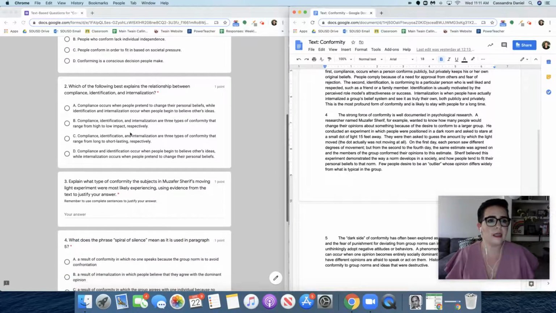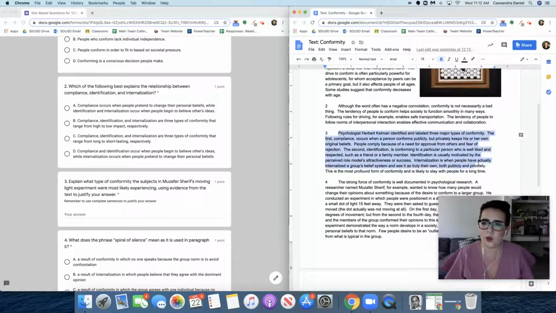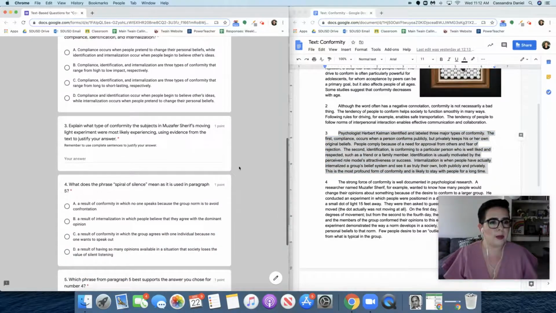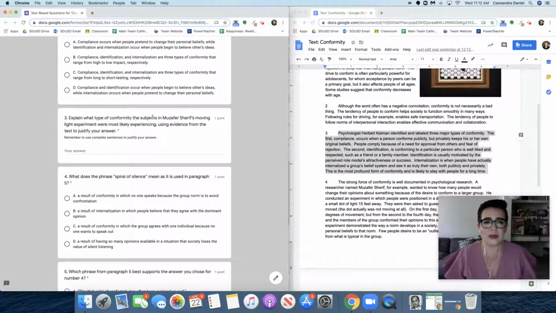So looking at those 4 options, you're going to choose the best one that supports the main idea of the text. Number 2, which of the following best explains the relationship between compliance, identification, and internalization? Hopefully you've already done that 3 types of conformity notes sheet, and if you've done that, you can refer to that here. I'll also give you a hint. This whole answer can be found right here in paragraph 3. Okay, so paragraph 3 helps you answer that question. You are still going to need to read through the options and see which one fits best, but that's where you'll find your answer.